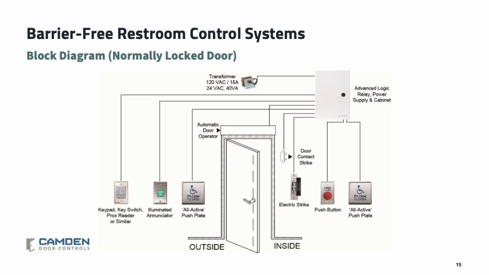Installing a barrier-free restroom control system in a normally locked restroom only requires the addition of a key switch, keypad, or prox reader or similar security device. The door control relay has the factory default programming needed to operate this system. Please note that a credential security device can be wired to activate the system alone or to be used with a push plate switch as a secondary activation device.